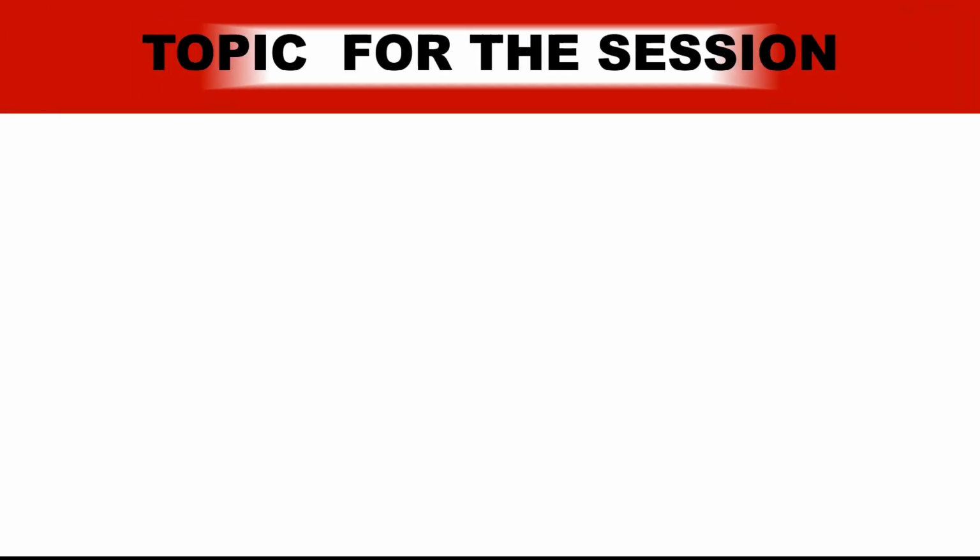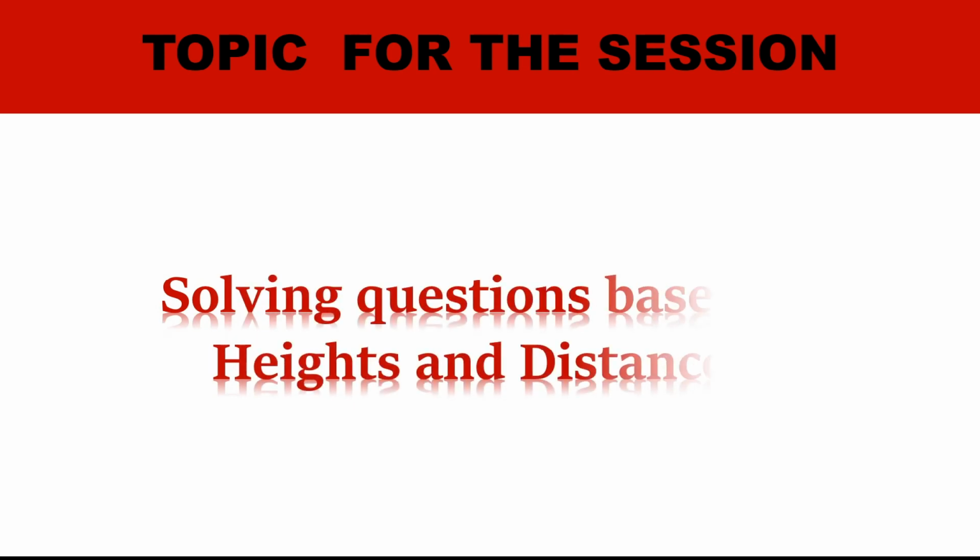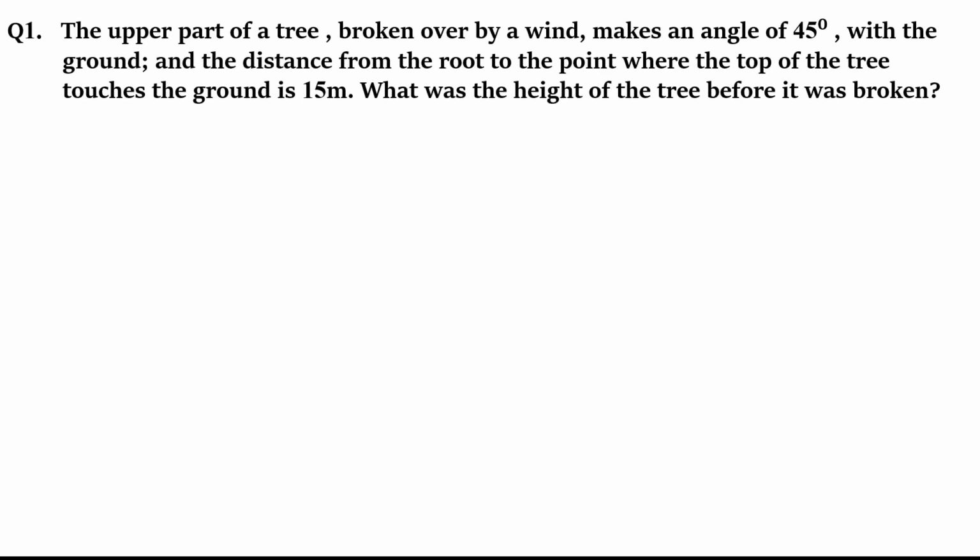The topic for the session is solving questions based on heights and distances. So here we have our first question. The upper part of a tree broken over by a wind makes an angle of 45 degree with the ground. So let's have the image of a tree. How does it look when it is broken? Here we have the tree whose upper part is broken over by a wind and it makes an angle of 45 degree with the ground.